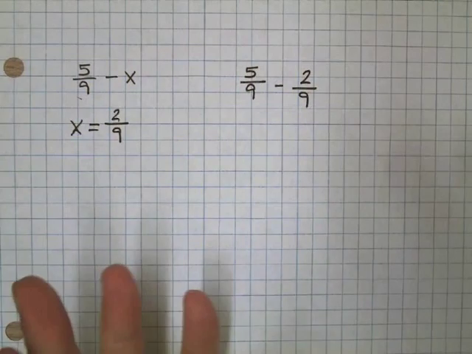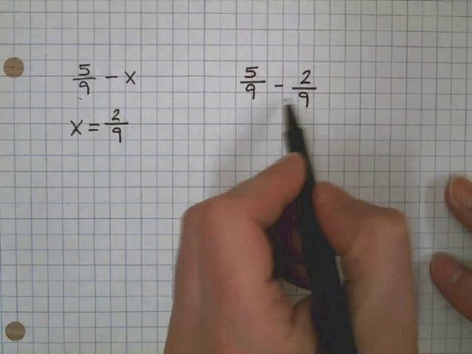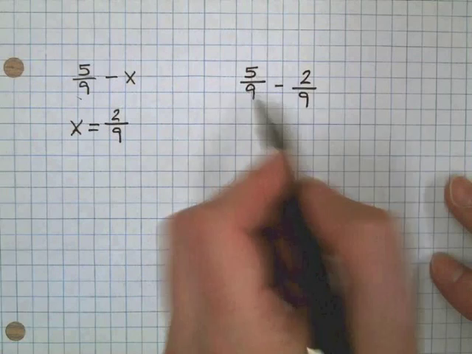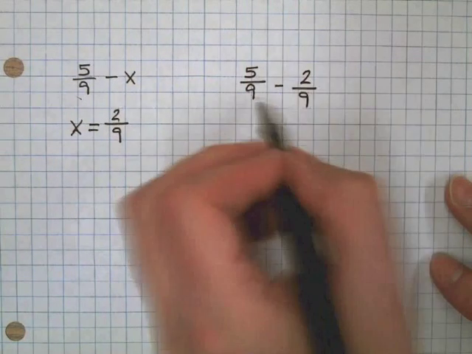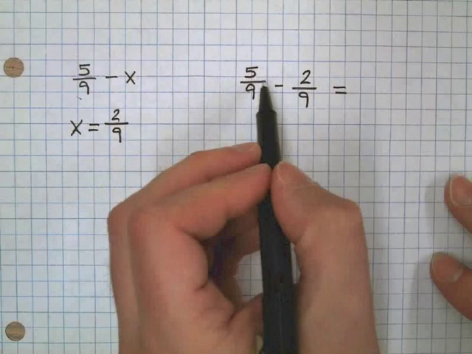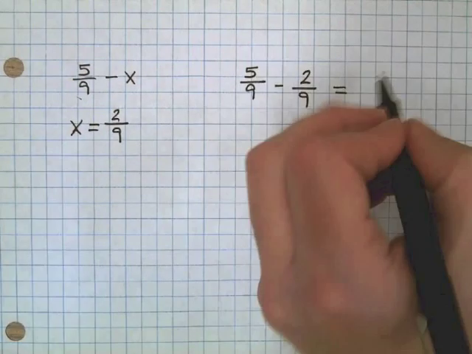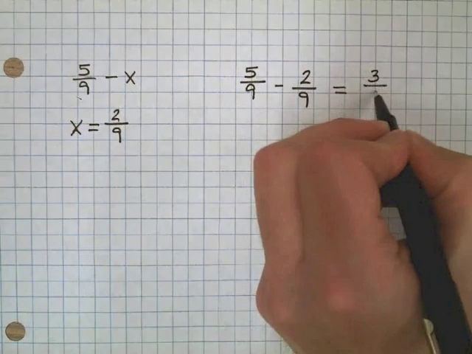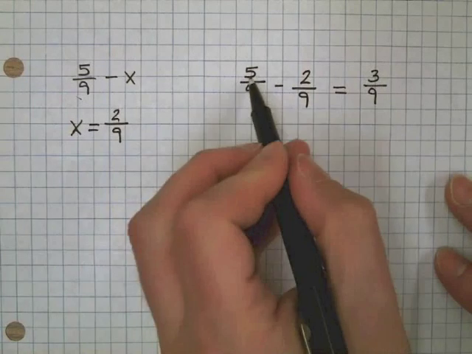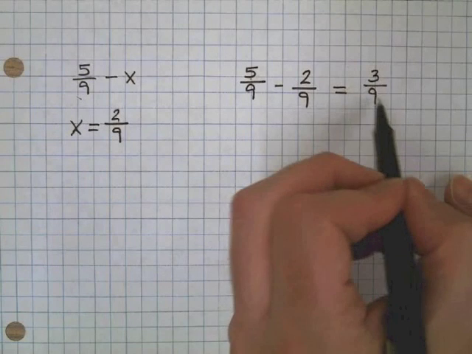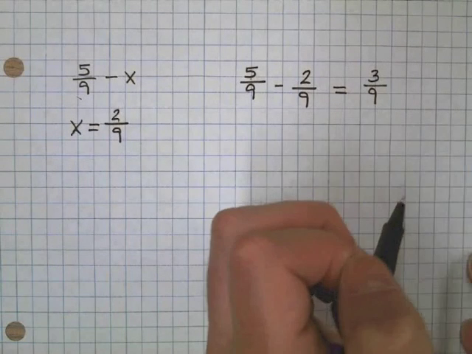Well, I have like denominators. These are both the same size things, and I have 5 of those pieces here, and I have 2 of those pieces here. So I can just say that if I have 5 of these ninths, I'm taking away 2 of those ninths, I'm left with 3 of those ninths. 5 minus 2 is 3, and the 9, that denominator, because it's what these things are, stays the same.